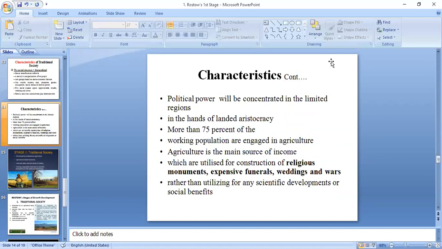Confirm that that kind of society is traditional, not coming with the scientific or modern revolutions. Rather than utilizing money for any scientific developments or social enlightenment for the general public, or for future development, or for any public interest or general benefit, if we use money otherwise, then that kind of society is called a traditional society.